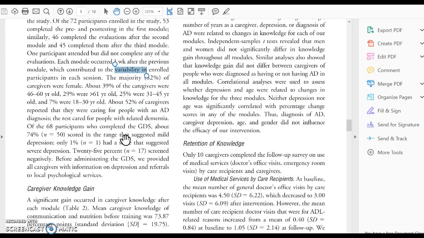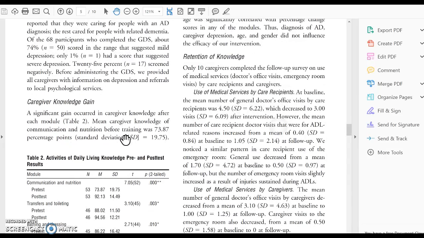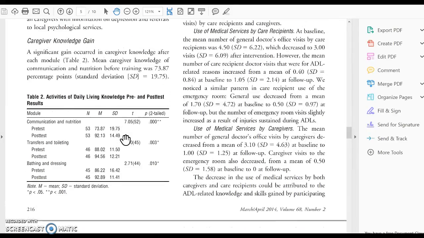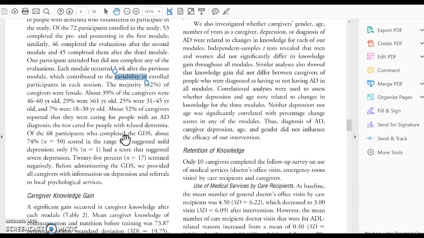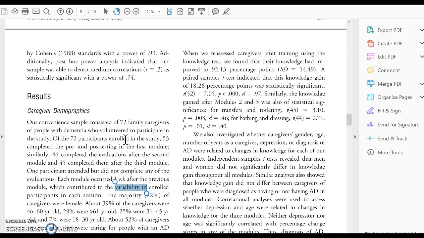All right, now let's skip down to the next section where it says caregiver knowledge gain. And in case you're wondering what page I'm on, it's 216. A significant gain occurred in caregiver knowledge after each module. Mean caregiver knowledge of communication and nutrition before training was 73.87 percentage points, standard deviation 19.75. When we reassessed caregivers after training using the knowledge test, we found that their knowledge had improved to 92.13 percentage points with a standard deviation of 14.49.